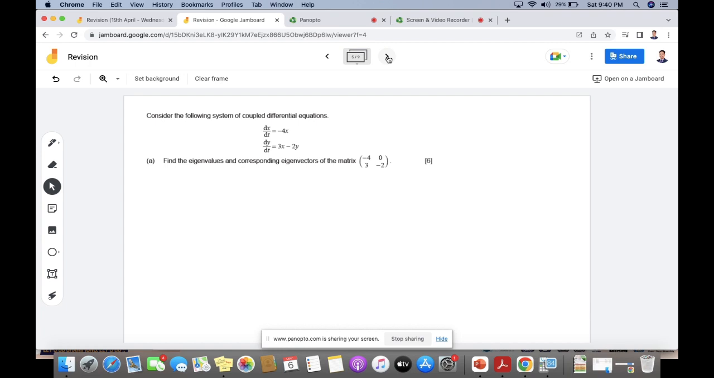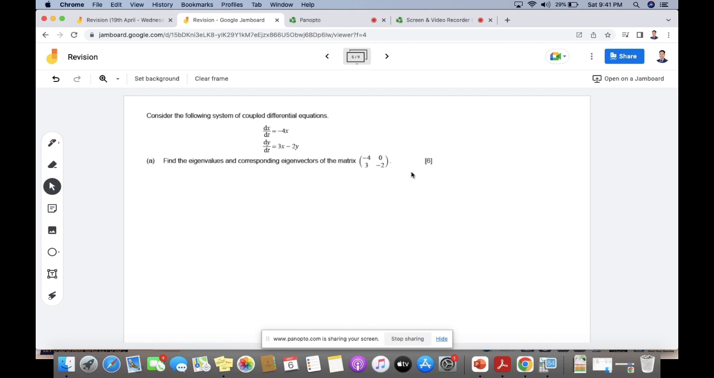So here we have two differential equations: the derivative of x in terms of t, and the derivative of y in terms of t. We are asked to find the eigenvalues and eigenvectors of the matrix. This particular matrix is just taken from this. Here the y is 0, so that's why it's negative 4, 0. And then here it's 3, and then it's negative 2.